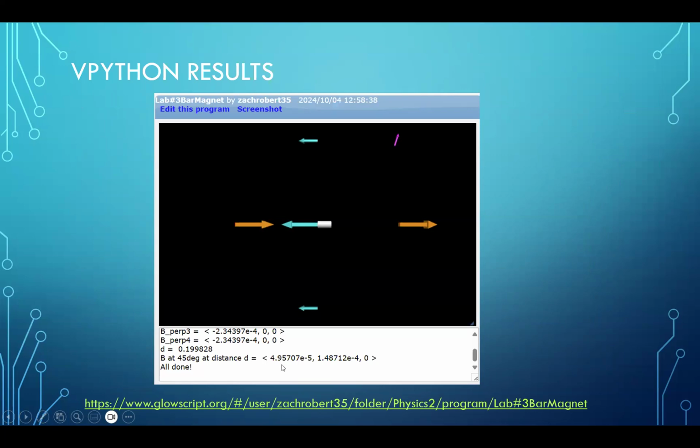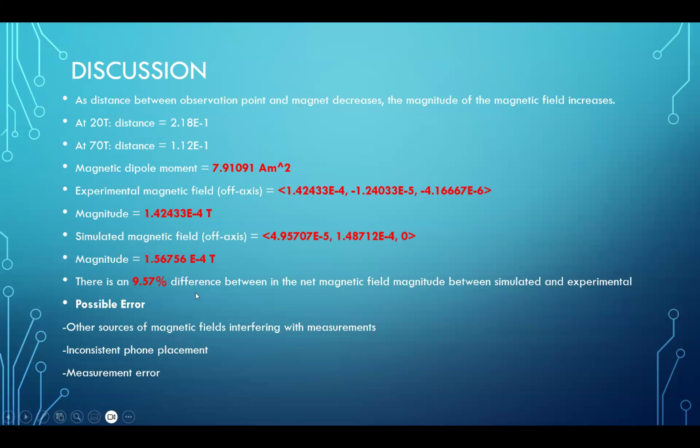As we can see, the B field off axis is given by this vector here. So our dipole moment was found to be 7.91, and the experimental magnetic field is given by this vector here with a magnitude of 1.42 times 10 to the negative 4 Teslas. The simulated field is 1.567 times 10 to the negative 4 Teslas given by this vector here with no z component. And using the percent difference formula, it was found to have a 9.57% difference between our experimental field and our simulated field. Some possible sources of this error are that there could have been other magnetic fields interfering with our measurements. There could have been inconsistent phone placement when finding the readings, and there also could have been measurement error.